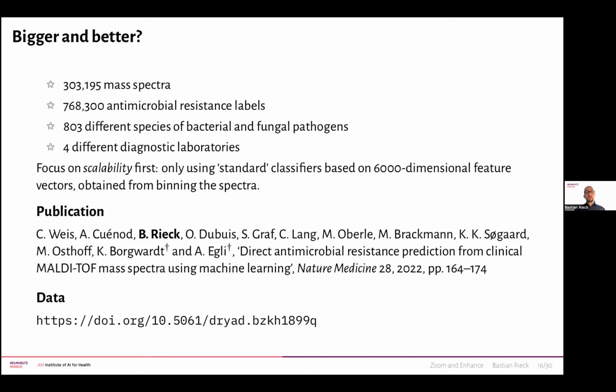We now, for this project, used only what I'm calling, with air quotes, standard classifiers that are based on 6,000 dimensional feature vectors, which we obtained from binning the spectra. So 6,000 arises from the fact that we want to have the m/z values binned at approximately 5 Dalton, but the exact choice is flexible. You could also go for smaller vectors if your data is incapable of supporting this. But 6,000 worked well for us, and of course it can be easily changed if you want to use more information.